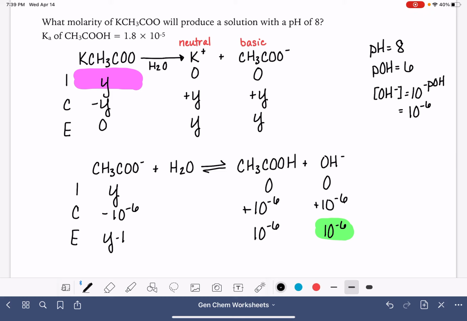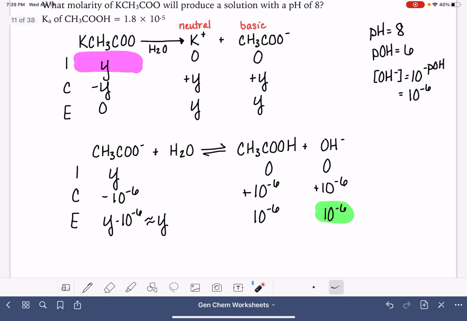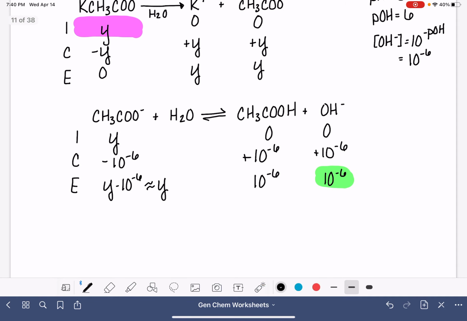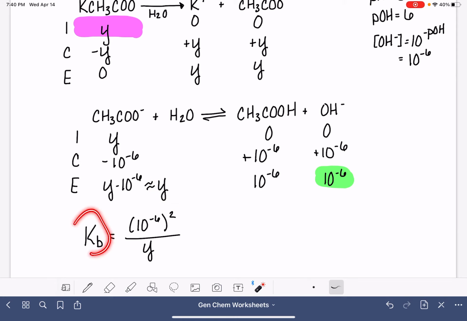Our approximation is still valid, so we're still assuming that the 10 to the minus 6 is significantly smaller than Y. So what we need to do is solve for Y, again, because Y is the number that we're trying to come up with. Using the information from this ICE table right here, we can write an equilibrium expression. This equilibrium expression is going to be a Kb because we're dealing with a base, and it is going to be our products, which are both 10 to the negative 6, squared because we have 2 of them, over Y, our term for the reactant. So all we have to do is plug in our Kb, and we'll be able to solve for Y.